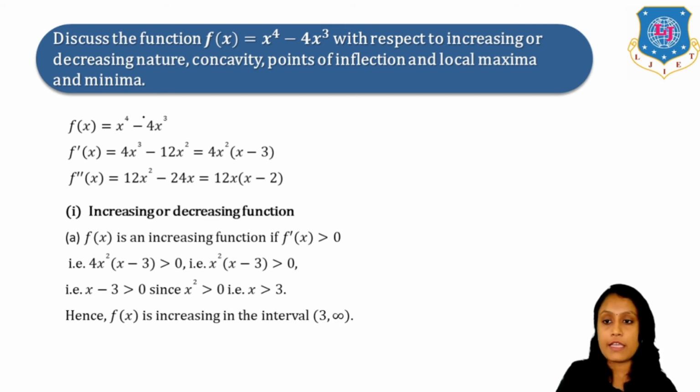The derivative of x raised to 4 is 4x cubed, and from here we will get 12x squared. You can take out 4x squared common, so we have x minus 3 over here. Now we'll find f''(x). Bring this 3 over here, so this is 12x squared, and 2 over here, so minus 24x. Again take out 12x common from this, so you will get 12x into (x minus 2).